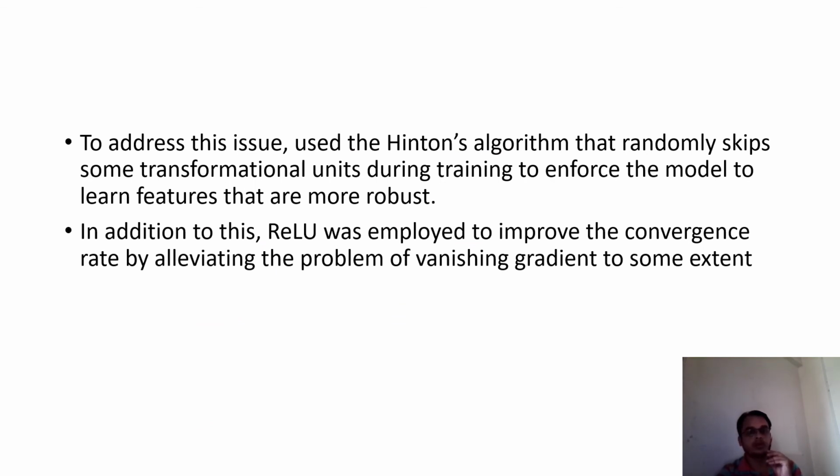Now, in order to overcome that overfitting issue, we have already discussed it. So how do we overcome this overfitting issue? Yes, we can use the mechanism of the rectified linear unit. Geoffrey Hinton gave another method to overcome overfitting with ReLU, rectified linear unit, and he improved the convergence rate by alleviating the problem of vanishing gradient to some extent.